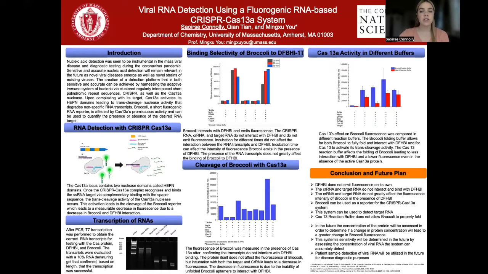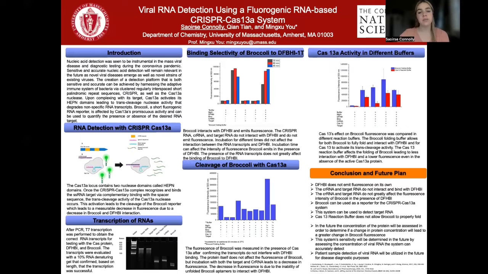It was found that the target RNA and the crRNA did not interact with the DFHBI and emit fluorescence at any time interval. It was also observed that after a prolonged time, the fluorescence intensity of broccoli decreased. This is hypothesized to be due to the degradation of the broccoli RNA afterward. If the broccoli is getting degraded, it is no longer able to properly interact with DFHBI and emit fluorescence.